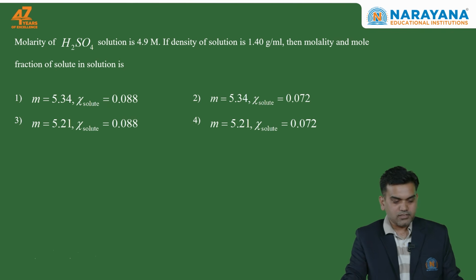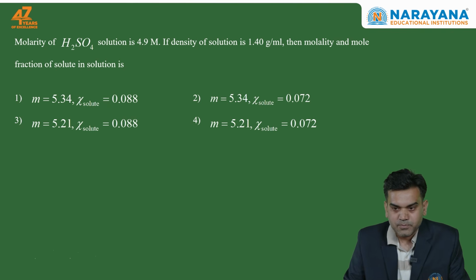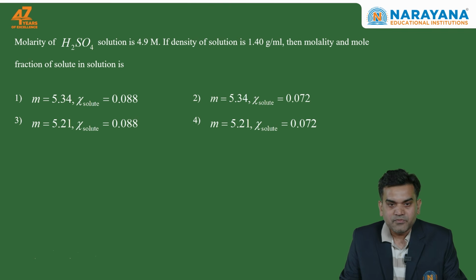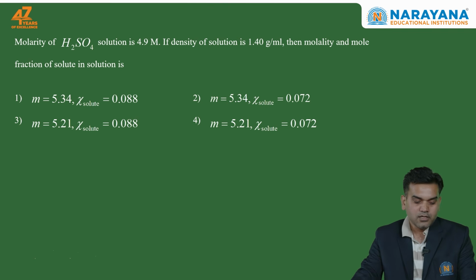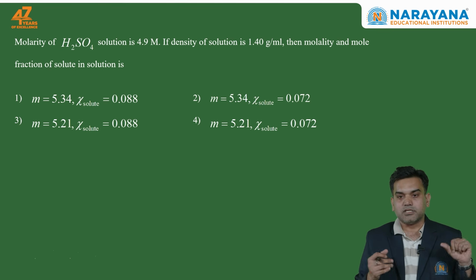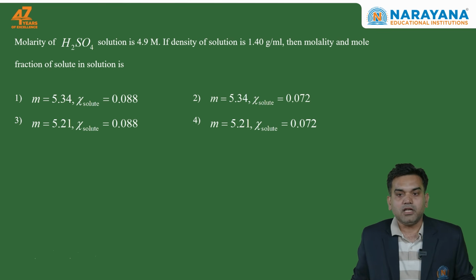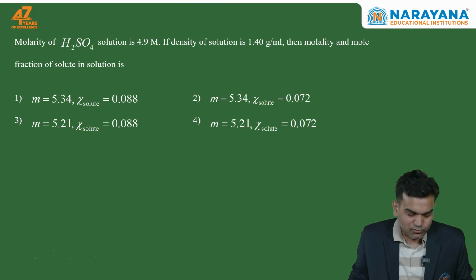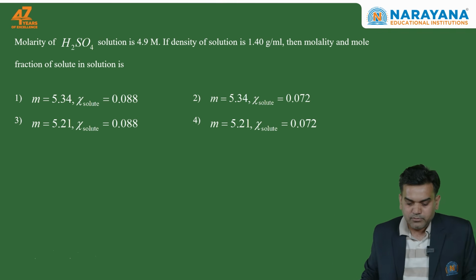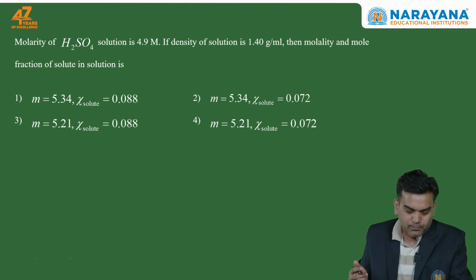Okay, so students, this is the next question of chemistry. That is from the physical chemistry part, and we can say this is from the stoichiometry or concentration terms part. This question says the molarity of H2SO4 solution is 4.9 molar, and the density of the solution is 1.4 gram per ml. So we have to find out the molality and the mole fraction of the solution. We have many ways to solve this question, but let's take a simple approach.